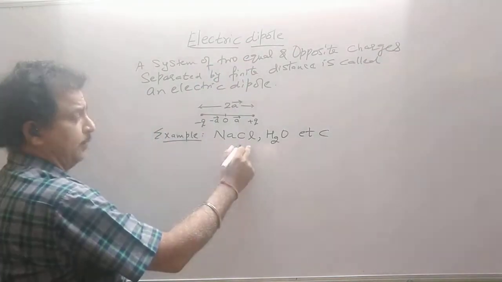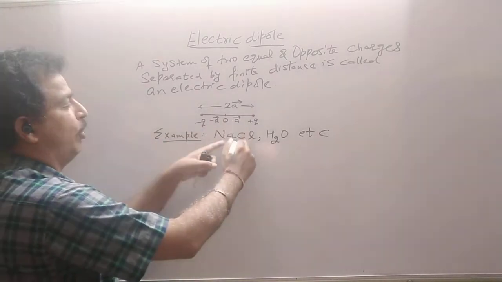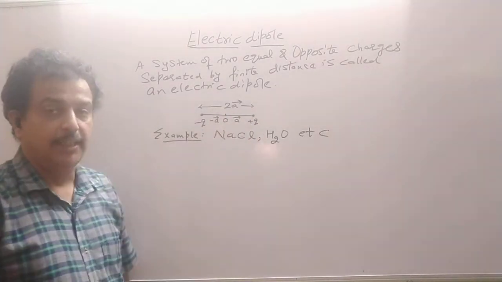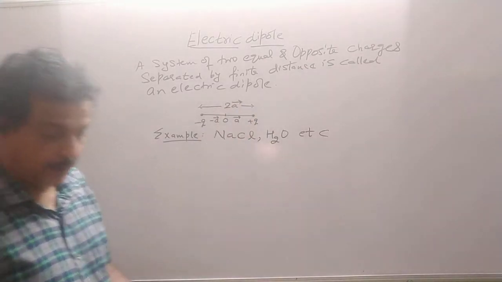So they are a system. Like NaCl forms a bond, so they form a bond at some specific distance. So this distance is represented by the 2a vector.